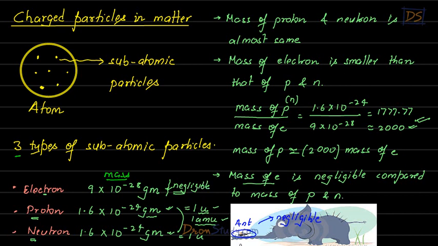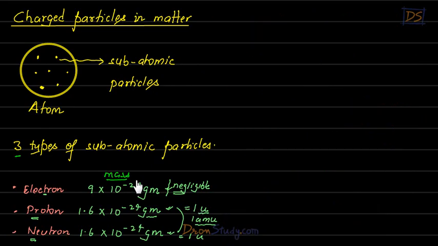Fine. So I hope, students, all these things are clear to you, and you must remember all these things. These are important things from the exam point of view. So now let us move ahead. We have talked about mass of these subatomic particles. Now let us talk about charge of these subatomic particles.